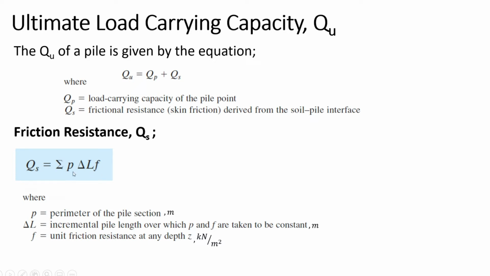So this is the equation that we have. The total P is the perimeter of the pile section in meters. And we have delta L, the incremental pile length over which P and f are taken to be constant, in meters. And f here is the unit friction resistance at any depth z, with the unit kilonewton per meter squared.